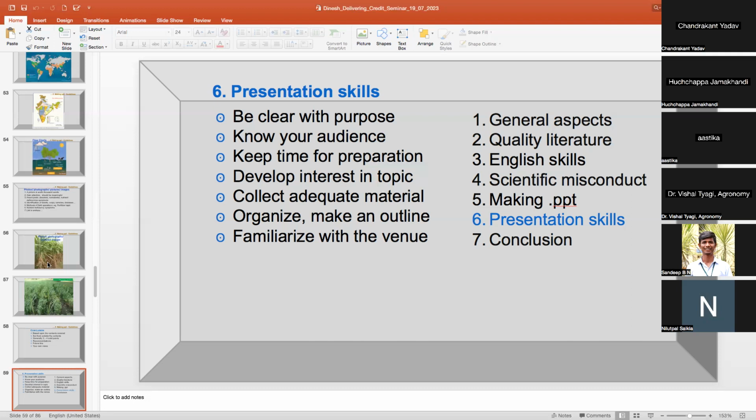Familiarize with the venue. You must familiarize with the venue, the place where you are going to deliver the seminar. You must visit at least 1 day before. You go there, stand there, see the lighting system, see the chair system, how people sit, and check the music, audio system, video system, LCD player. Everything should be ascertained. Then you go next day to give it.